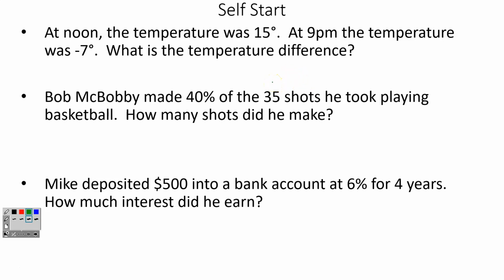For the first one, it says, at noon the temperature was 15 degrees. At 9 p.m. the temperature was -7 degrees. What's the temperature difference? Well, that word right there, if we remember, even though that was a long time ago, difference means to subtract. So I always like to put the positive number first, and then I'm going to subtract my other number, which was a -7. Now, if we remember, we can use a superpower and a consequence for this.